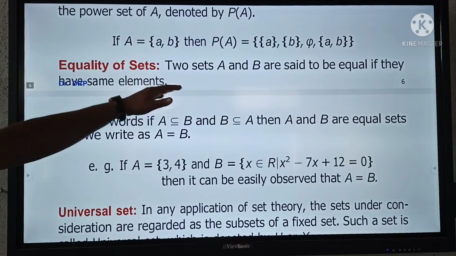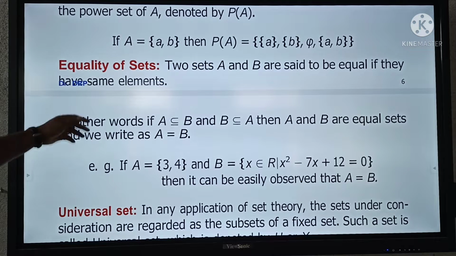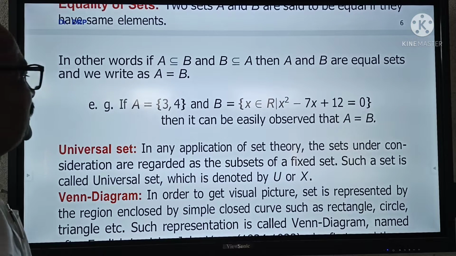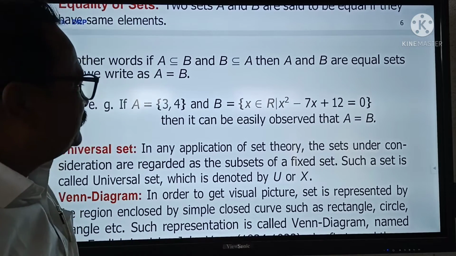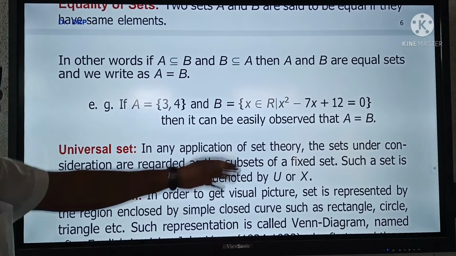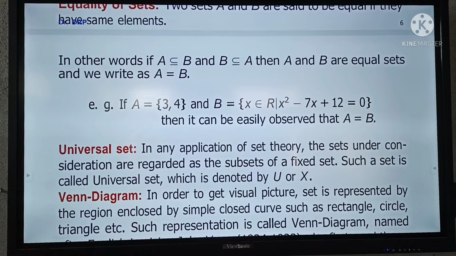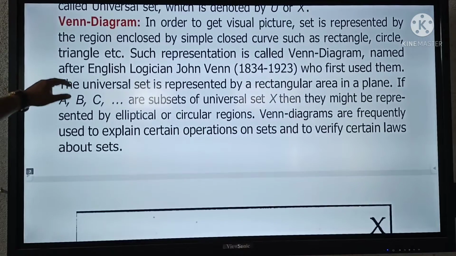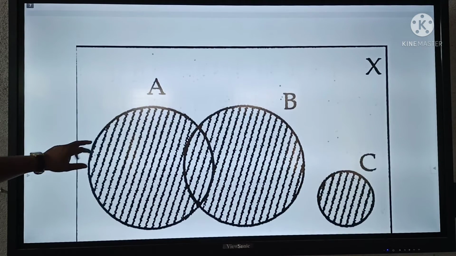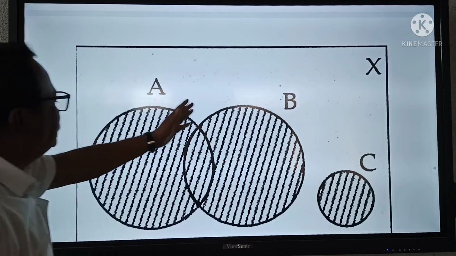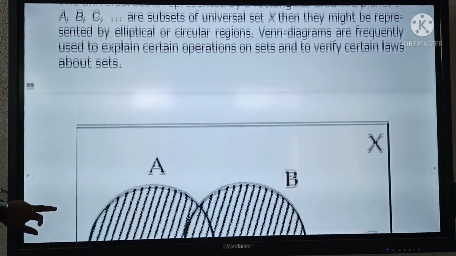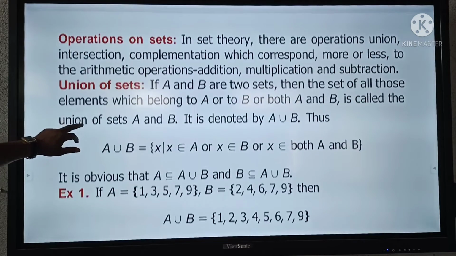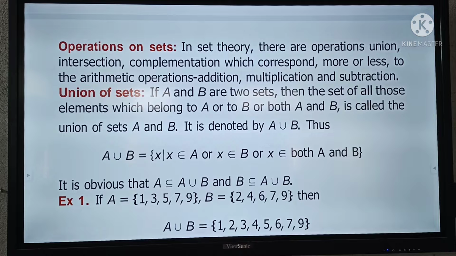Equality of sets: two sets are said to be equal if they have the same elements. That is, A is {3, 4} and B is {x belongs to R such that x square minus 7x plus 12 is 0}. The solution of this equation, we know, gives the values 3 and 4. So these two sets A and B are equal sets. Universal set, we are familiar with this. Venn diagram means, see, in this way, X is the universal set, and A, B, C are subsets of this one. We call this the Venn diagram. We have studied this in the 11th and 12th standard, no problem.